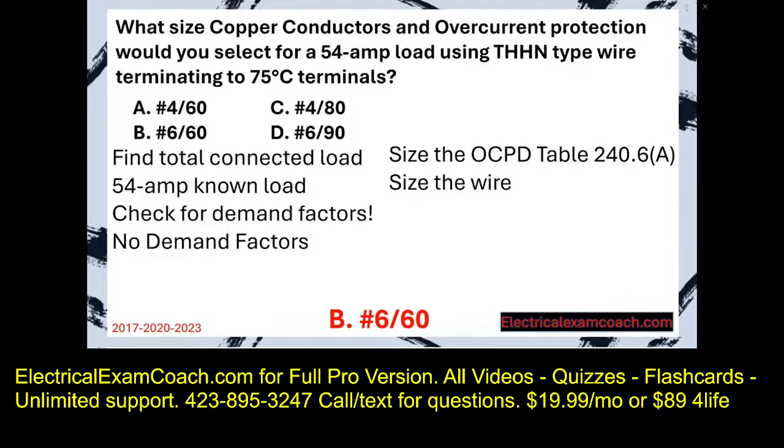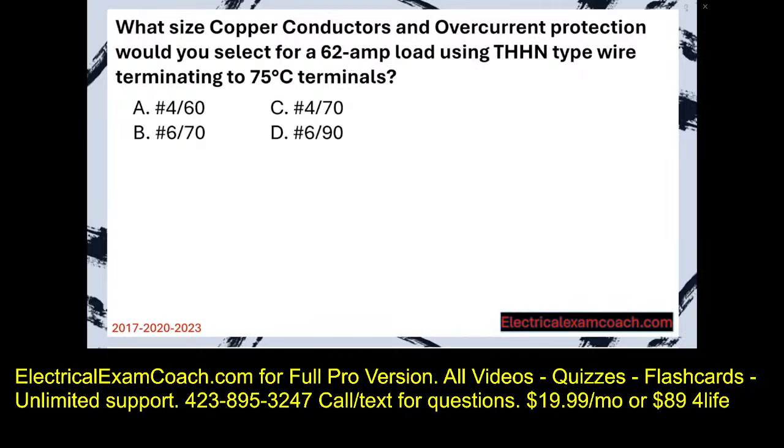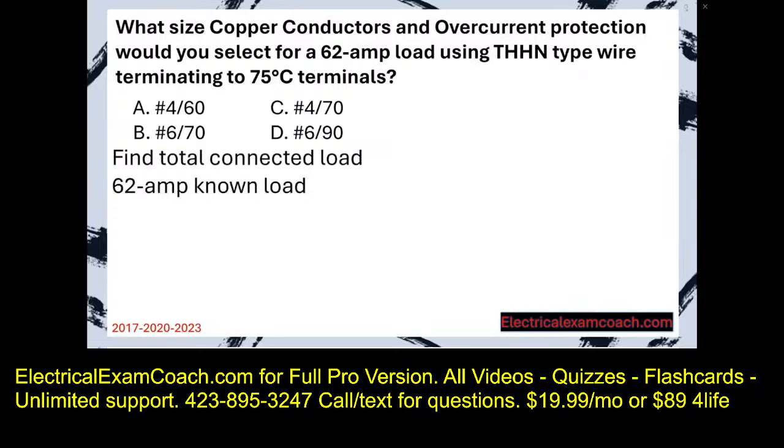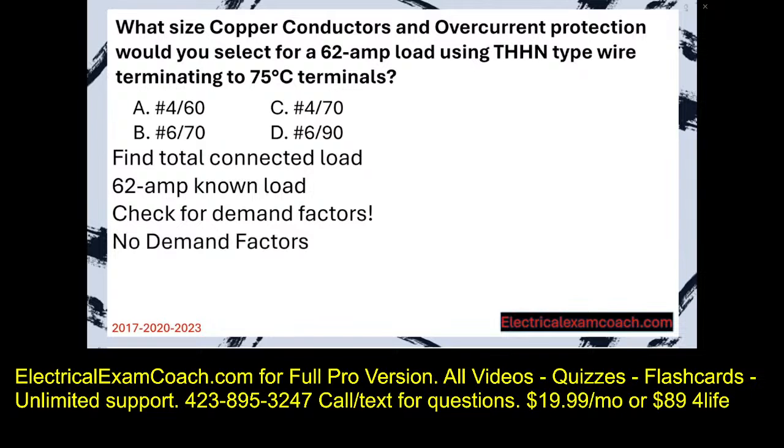Let's get to it. What size copper conductor and overcurrent protection would you select for a 62 amp load using THHN wire terminating to 75 degree C terminals? Step 1, find our total connected load. In this case, it starts at 62 amps, but we must check for demand factors. With there being no special pieces of equipment mentioned or the fact that it's running for 3 or more hours, in this case, there are no demand factors.